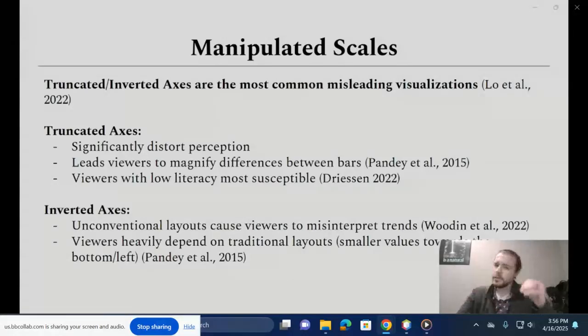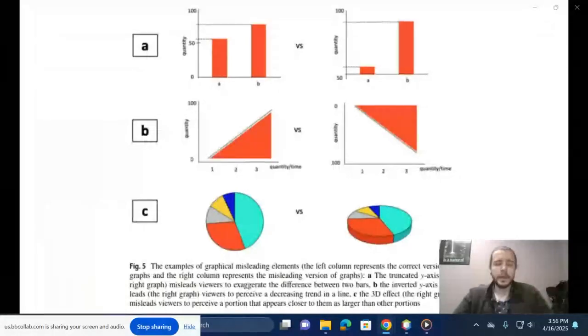And if the small number is in the top left or the top right corner, it can cause a complete inversion of our perception of value. Here we go. So row A is a truncated axis. You'll see on the left diagram, the y-axis goes from 0 to 100, and on the right diagram, it goes from 50 to 100. If you just look at it real quick, the area perception of both of these graphs is completely skewed.